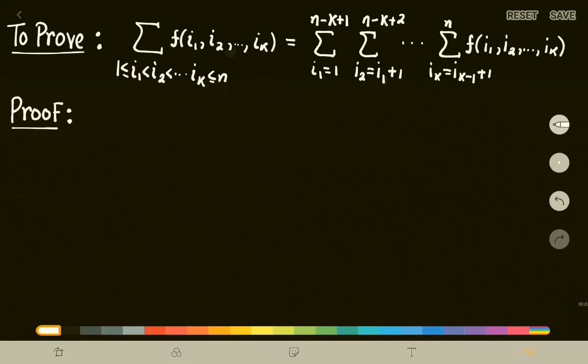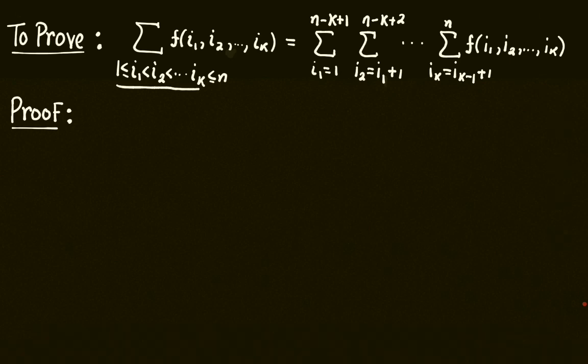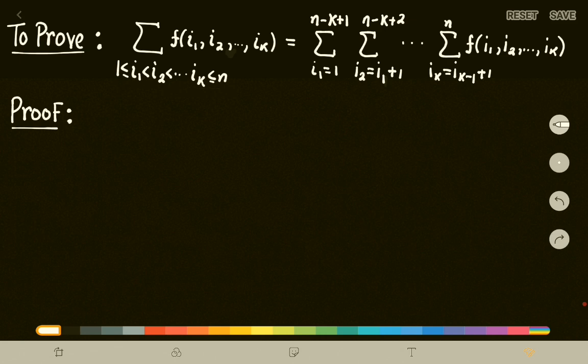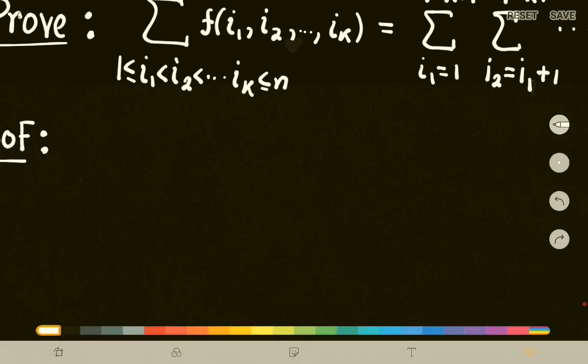Okay, in this video, we are going to prove this identity related to nested summations. So, it's a summation on this condition. Now, what does this condition say? 1 less than or equal to I1, less than, strictly less than I2, strictly less than I3, all the way up to Ik, which is less than or equal to n.